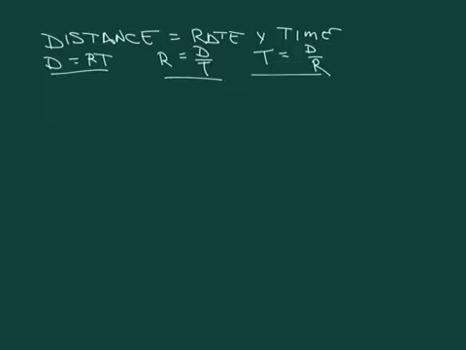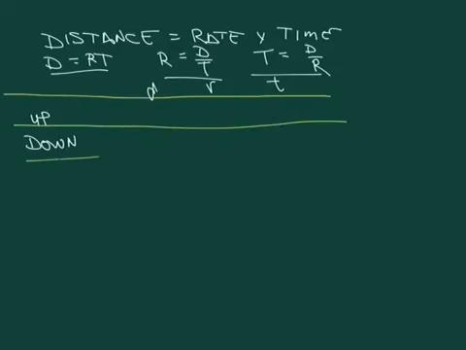All right, so I've got us a little chart. The distance, the rate, and the time. We've got upstream and downstream. So what is the distance upstream? 30 miles. What is the distance downstream? 50 miles.